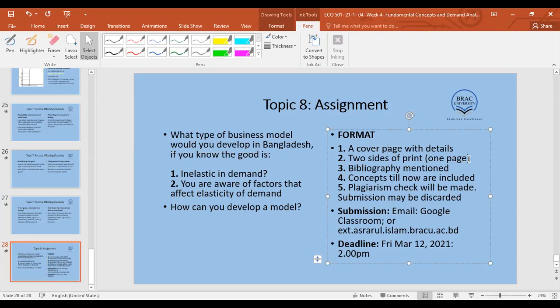Sir, in the second point, will it be elasticity of demand or inelasticity of demand? Sorry? Can you repeat again? There's an echo. You know that the good is inelastic in demand, and you are aware of the factors that affect the elasticity of demand. Okay, no problem, I'll change it. If you want, no problem, it won't make a difference.